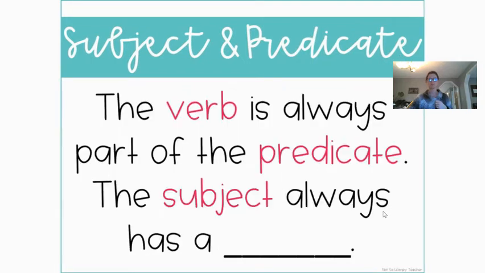Okay, let's look at another one. The verb is always part of the predicate, and the subject always has a noun.